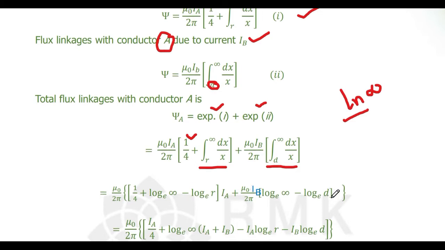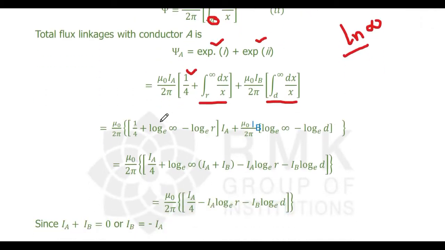Then rearranging these together, see here ln infinity, and in this term also ln infinity, taking ln infinity as common, we get IA plus IB. We already know IA plus IB is equal to 0. So this term gets cancelled, correct? The remaining terms are IA times 1 by 4, minus IA ln r minus IB ln D.